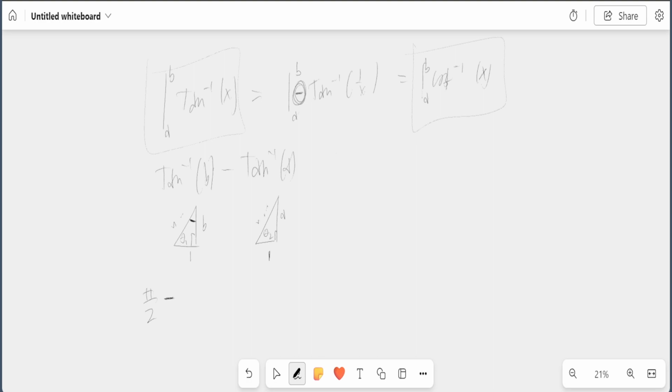Yeah. Okay, I don't know why it took me so long to register this, but now it's pi over 2 minus, let's say, cotangent inverse B over 1, or just B, right? Okay, so this wasn't that bad. I don't know why I was taking so long.